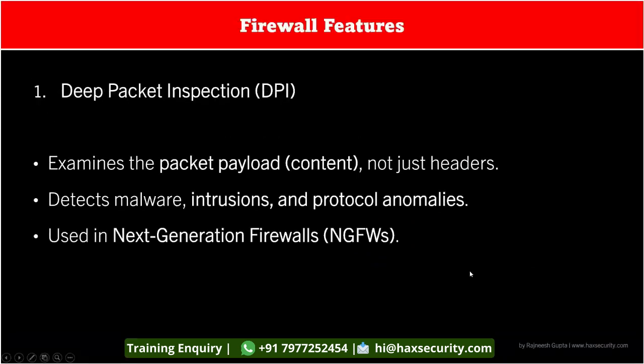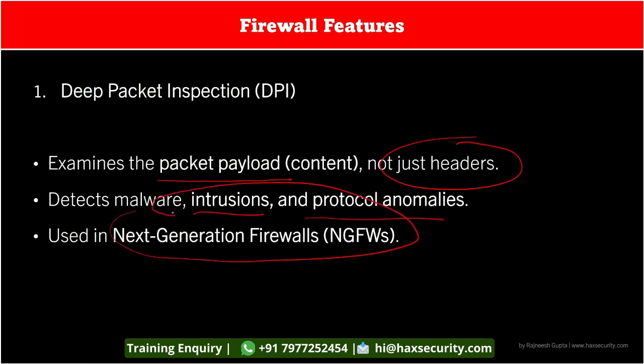Let's now understand the firewall features. The first one is deep inspection. In deep inspection, the packet gets examined at the payload level, not just the headers. So it detects malware, intrusion, and protocol anomalies. If any packet contains malicious traffic which is trying to hack any database, server, or network, it will examine that packet payload and prevent it. This is basically used in next generation firewalls.